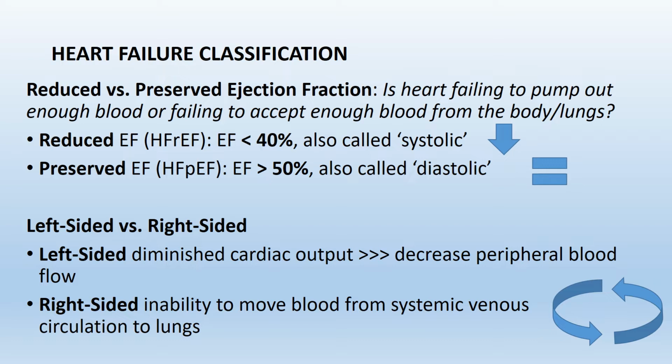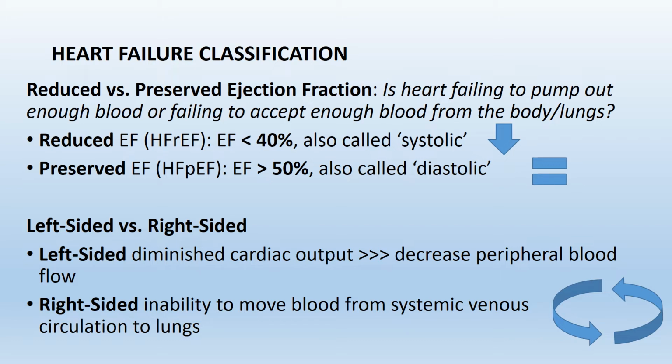In preserved ejection fraction heart failure, the ejection fraction is greater than 50%, but the left ventricle doesn't fill adequately during diastole, which ultimately reduces cardiac output. Hypertension is the main cause of preserved ejection fraction heart failure. Most likely, this is due to the increased ventricular wall tension and hypertrophy associated with the heart needing to pump so hard against the increased peripheral vascular resistance.